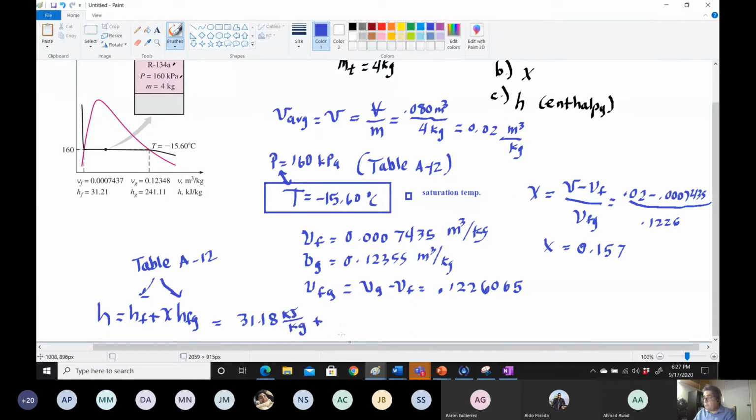Plus, and then we have our x 0.157 times hg. Oh no, this is hfg. Sorry, which is the table value. We were just looking at 209.96. And then the units for that is kilojoules per kilogram as well. So we got a total H, enthalpy, of 64.1 kilojoules per kilogram.